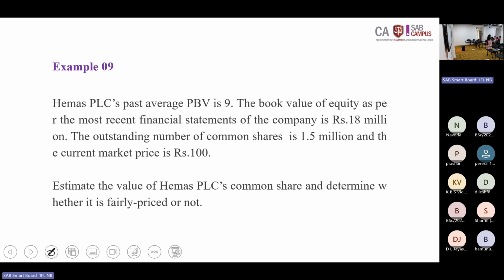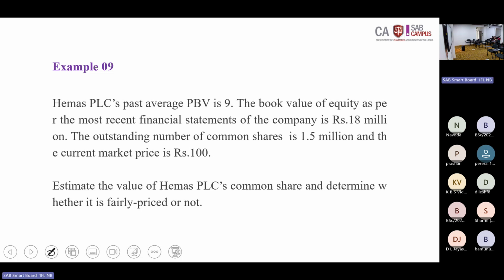Okay. Price to book value multiple. Make the heading price to book value multiple. Next slide.